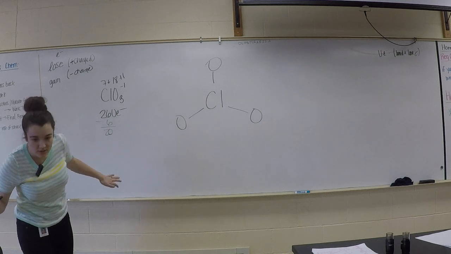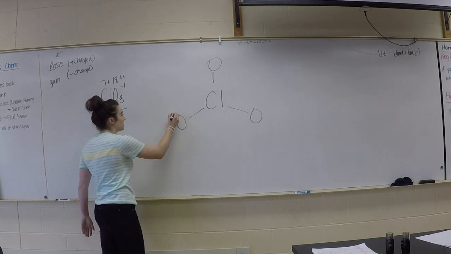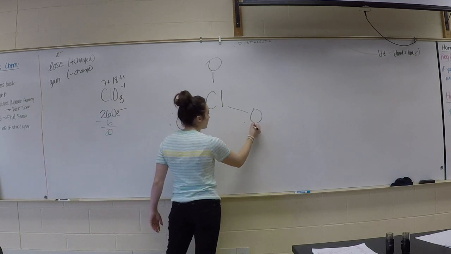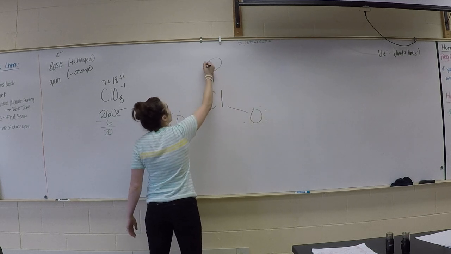Where are we going to first? Six around the oxygen, and then you're going to put the remaining 2 on the Cl. Thank you.